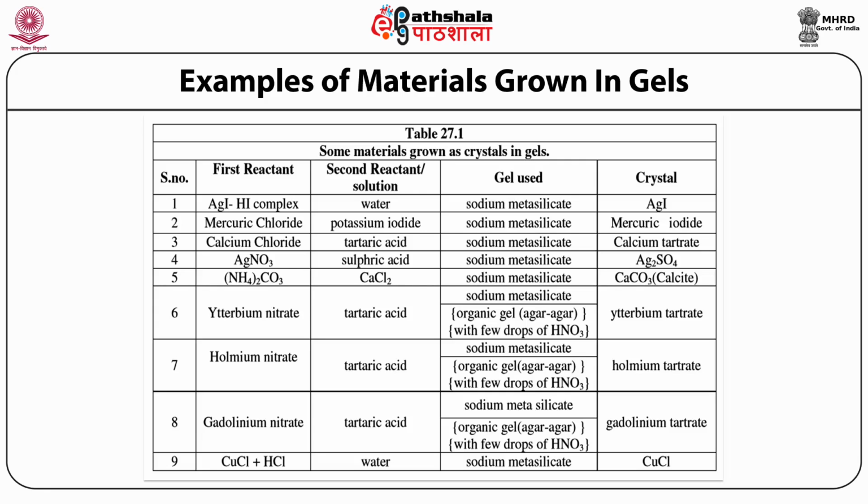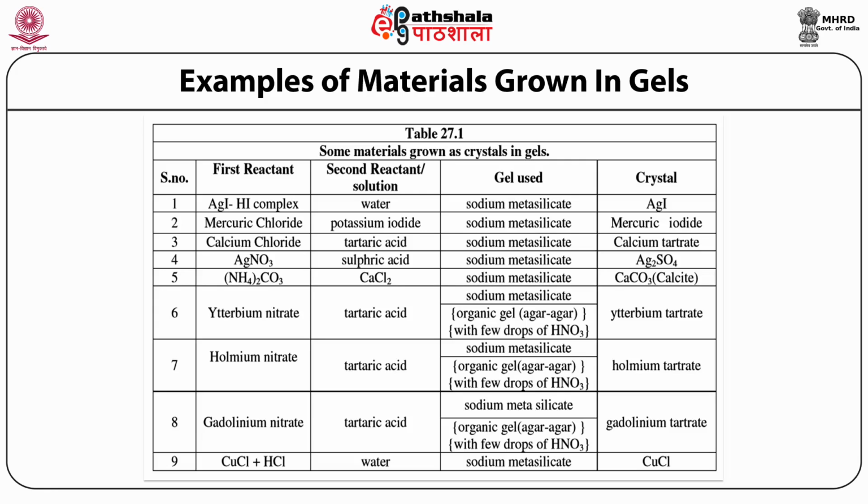Serial number 3, the first reactant is calcium chloride. The second reactant used is tartaric acid. The gel used is sodium metasilicate. The crystal grown is calcium tartrate. At serial number 4, AgNO3 is the first reactant. The second reactant used is sulfuric acid. The gel used is sodium metasilicate, and the crystal grown is Ag2SO4.